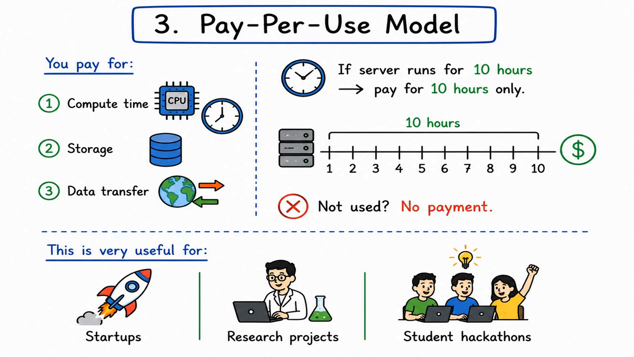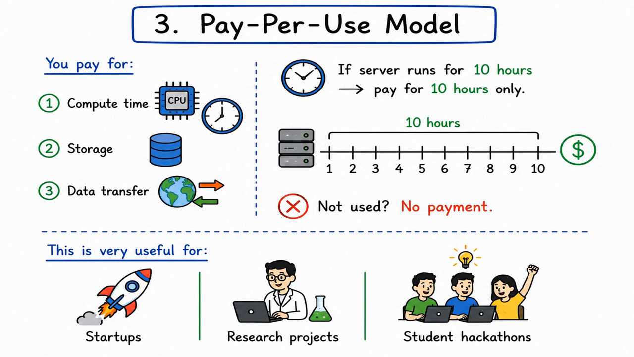Now, you pay for, first, the compute time. It means how long the server or the virtual machine runs. AWS provides virtual servers, which are called EC2 instances, and the charges depend on the number of hours used, server type, and the processing power.